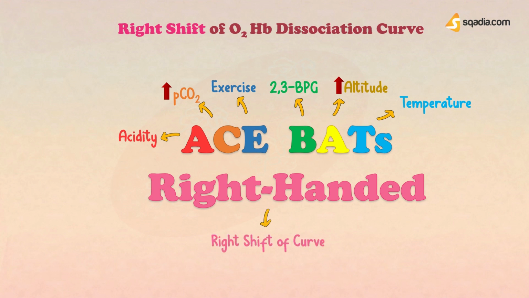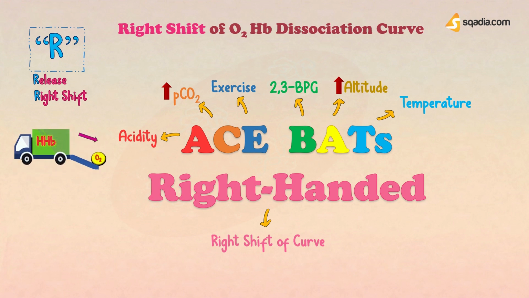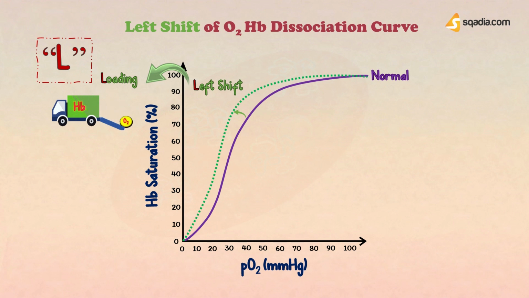And I hope you remember the other mnemonic, R for right and R for release, indicating that this right shift is due to the release or unloading of oxygen. Now, I'm pretty much sure that you will never forget it. So, let's move on to the factors causing the left shift of the curve.